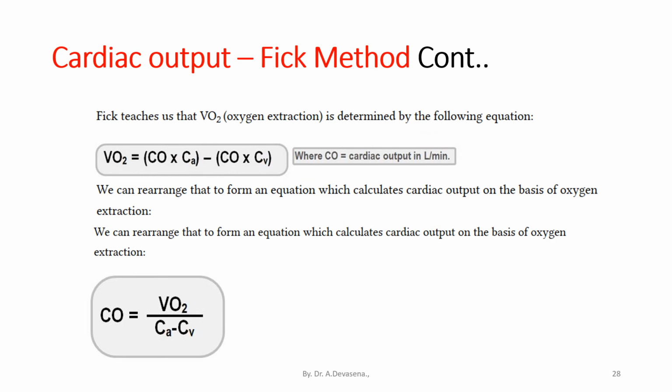We can rearrange that to an equation which calculates cardiac output on the basis of oxygen extraction. That is, cardiac output is equal to oxygen extraction divided by arterial oxygen concentration minus venous oxygen concentration. It is indicated in this equation.